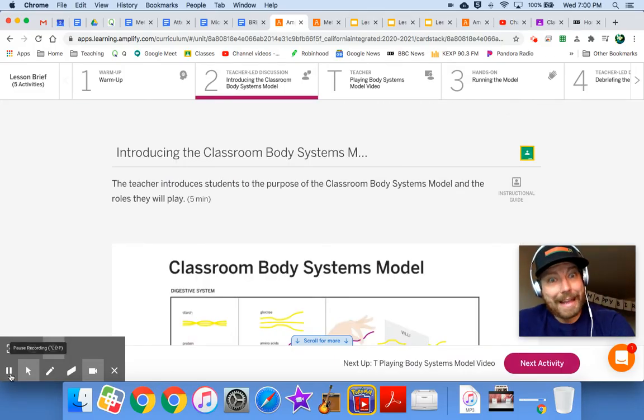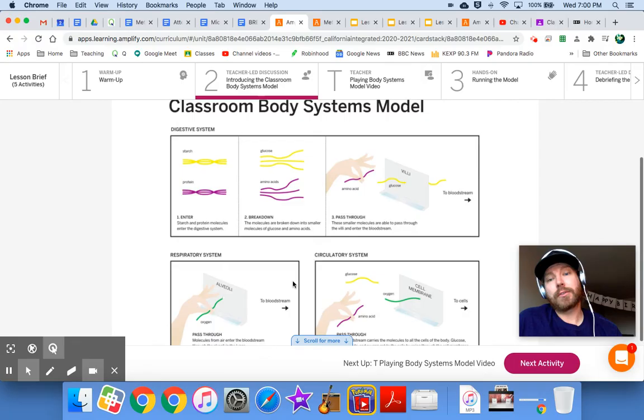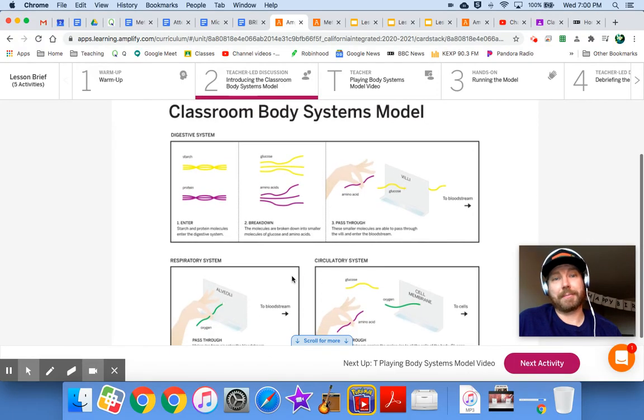So, the classroom body systems model. I'm not too sad that we're not going to be doing this because last year it took so much setup. It took a long time to get this thing put together, and then you had to reset it up every time in between classes. Honestly, I don't think the return on investment was super high. So I'm just going to tell you about it.